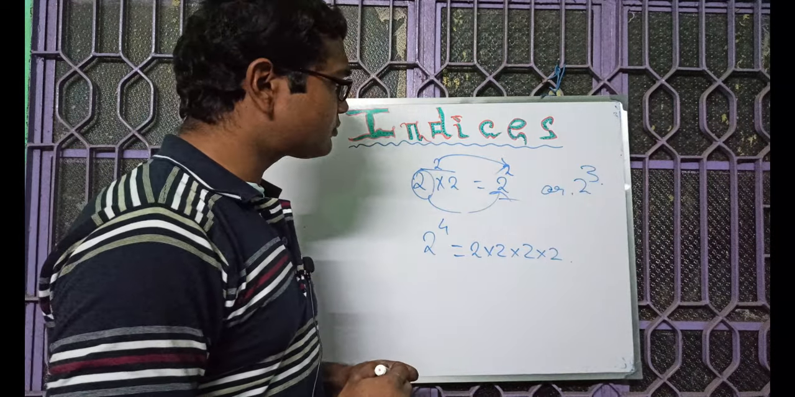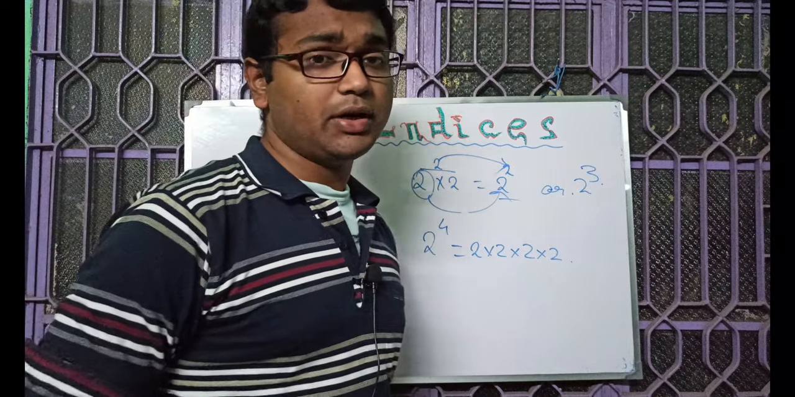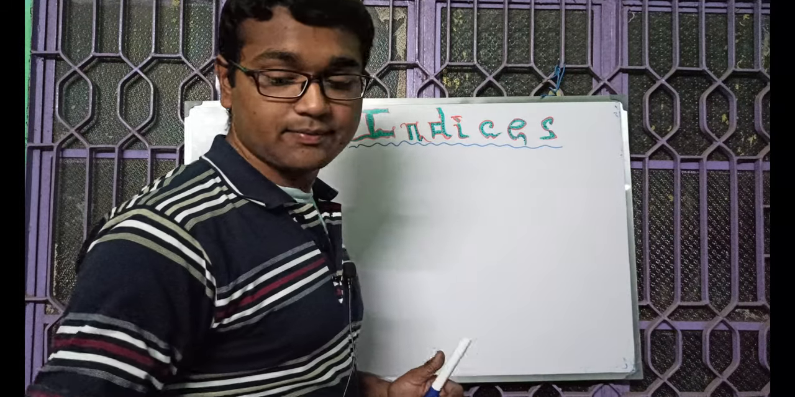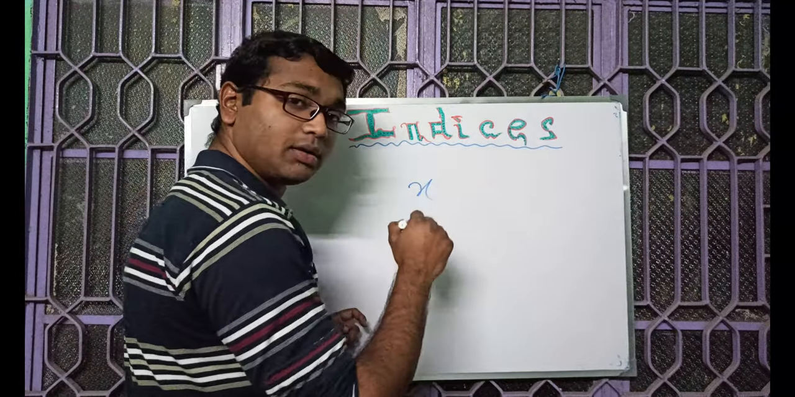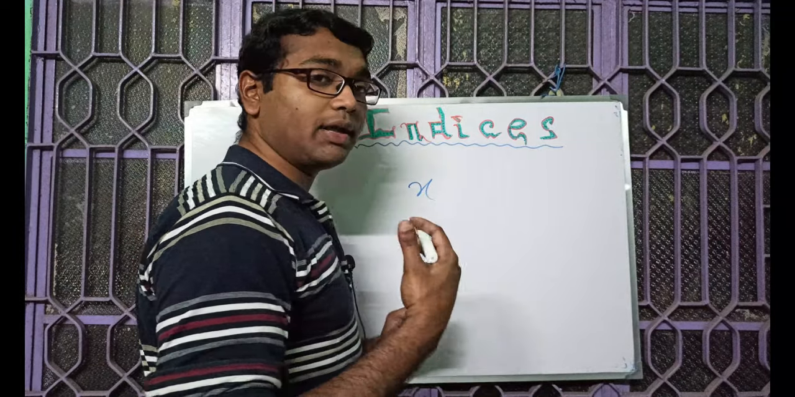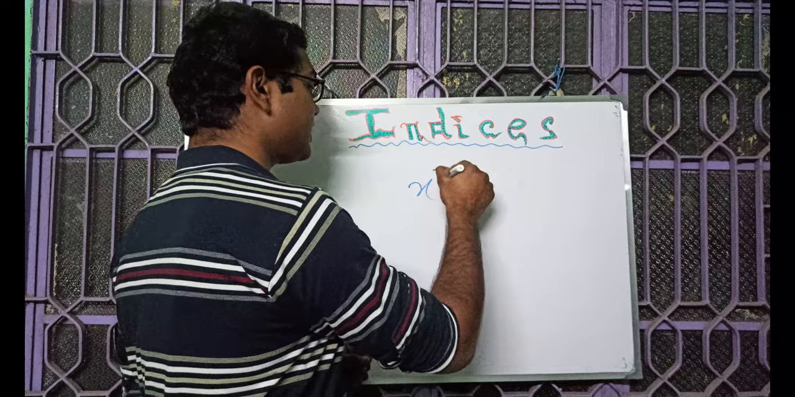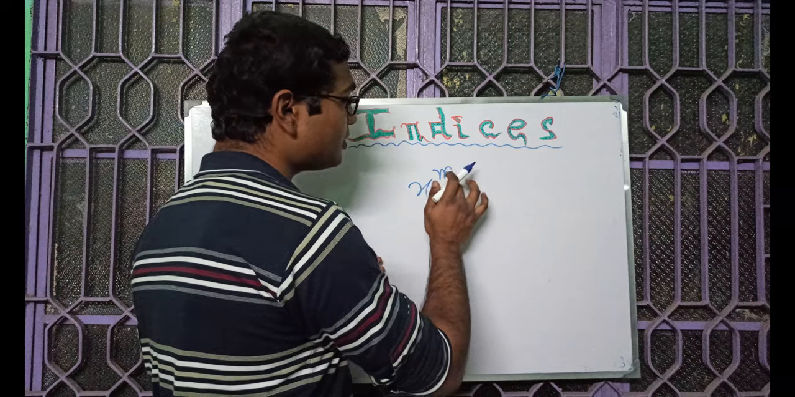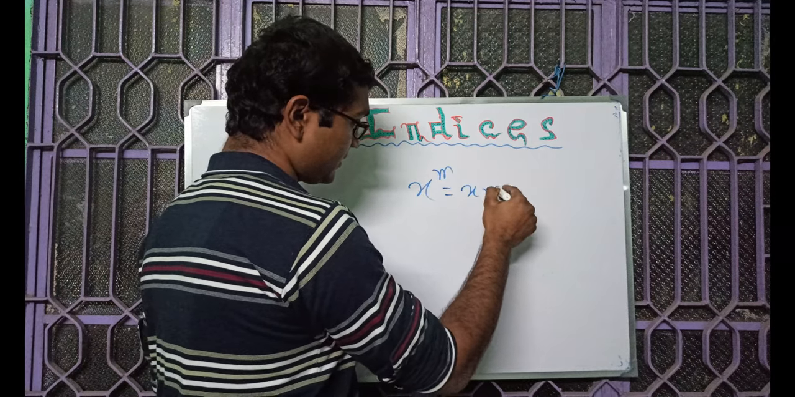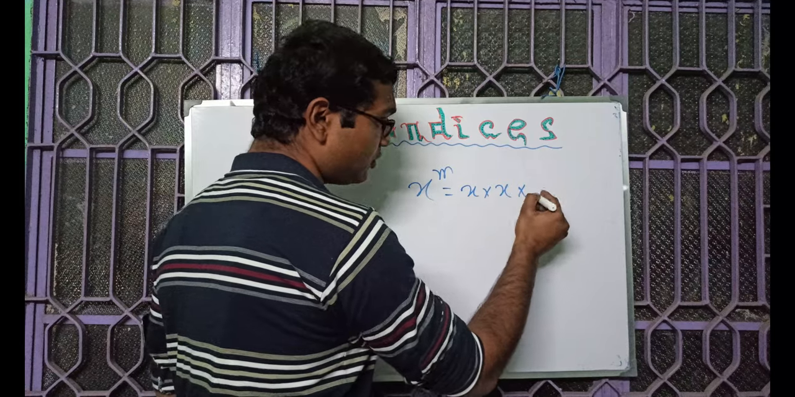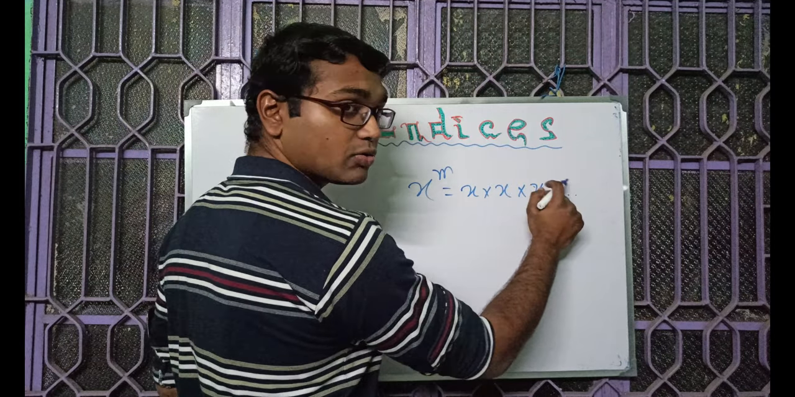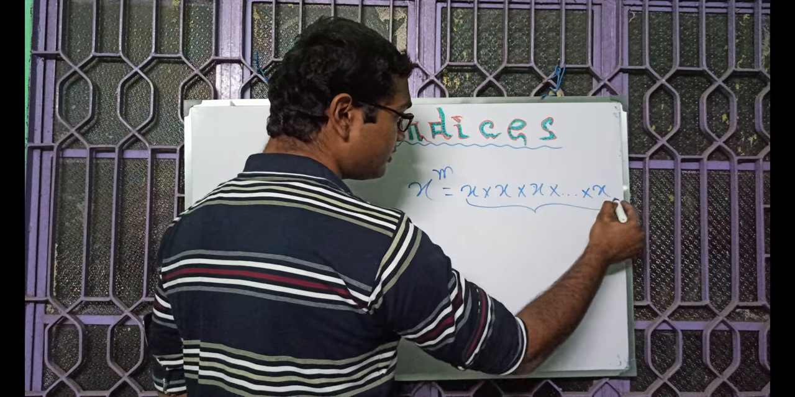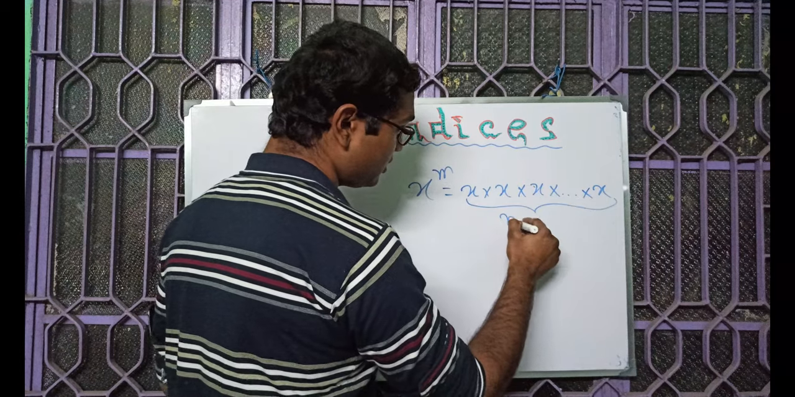Right? Now, let me take any arbitrary number. Any arbitrary number, we take it as x. So let x be one number, and we have another number which is our index for this one, that is m. So what does it mean actually? It means that x to the power m means x into x into x into dot dot dot. Here also so many x's are there. So how many x's are there multiplied one with another? m numbers.